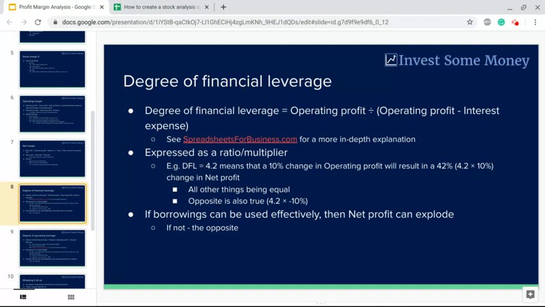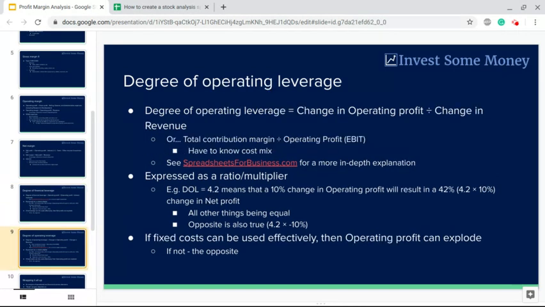Great. Okay, but the opposite's true. If operating profit goes down 10%, you're going to see a 42% reduction in net profit, a huge hit to net profit. So the pendulum swings both ways. It's all about how the borrowing is used, how effectively. Is it used to make investments that are going to increase operating profit? So, like I said, it can be used effectively or not so effectively.